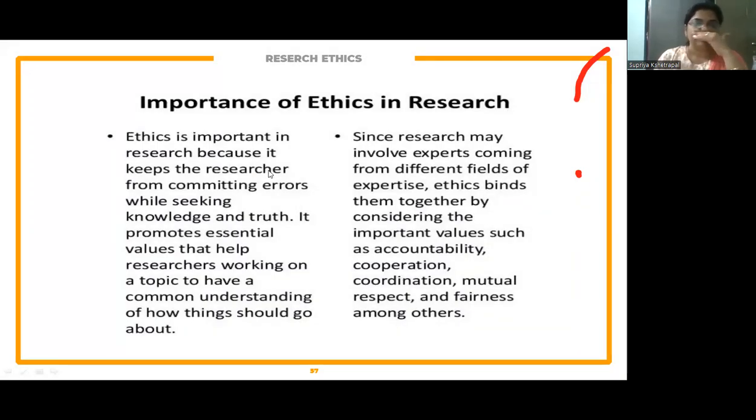Now, during this process, after finding the whole conclusion, we are going to write the paper. Before writing a paper, research ethics is very important. Now, while writing, what do research ethics mean?